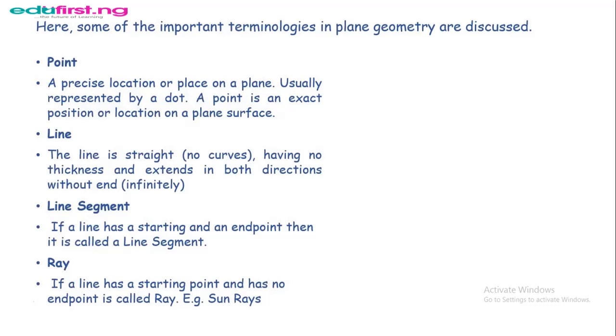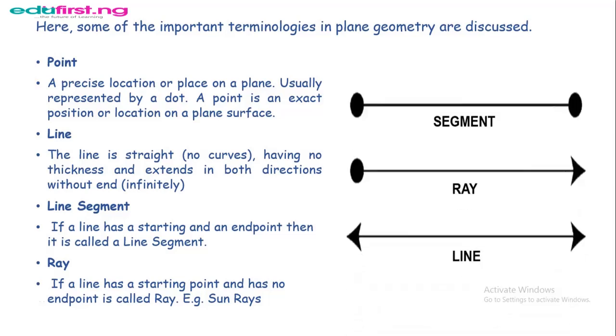Now here I'm going to tell you some terminology used in plane geometry. Point. A point is a precise location or place on a plane, usually represented by a dot. Or you can say a point is an exact position or location on a plane surface. A line. The line is straight without curve, having no thickness, and extends in both directions without end. That means a line does not have an end or a starting point. For example, look at this diagram of a line here. This shows you that the line is continuous to the right and also continuous to the left.